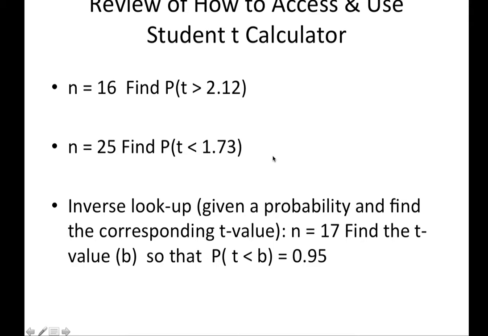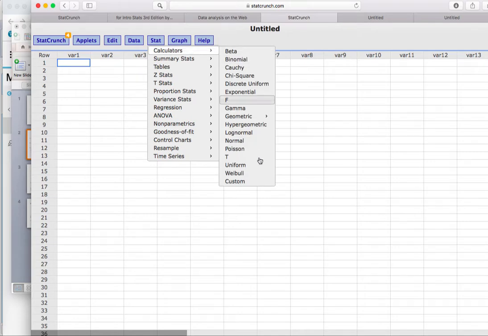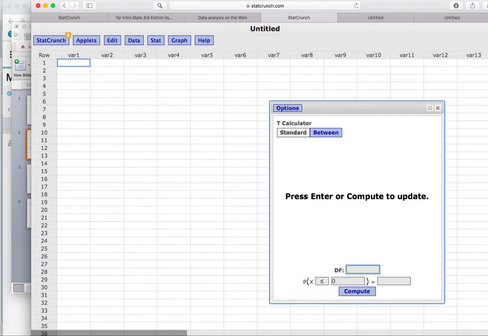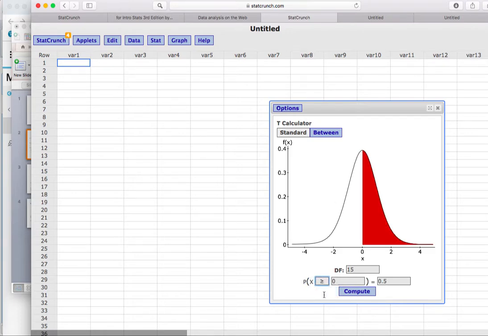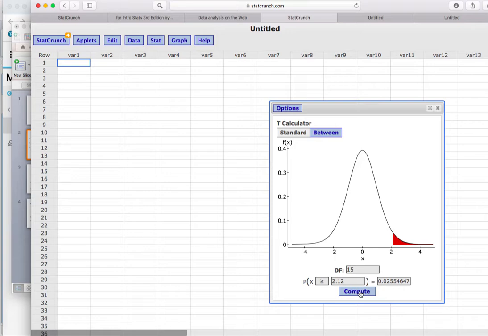Suppose n equals 16, the sample size is 16, and we want to find the probability that a t-value is bigger than 2.12. We're going to go to Stat, Calculators, T-Stat. The sample size is 16, so that will make for 15 degrees of freedom. We want to find the probability that t, now it says x, but we intend it to mean t, is greater than 2.12, and we're going to compute, and the answer is 0.2555.